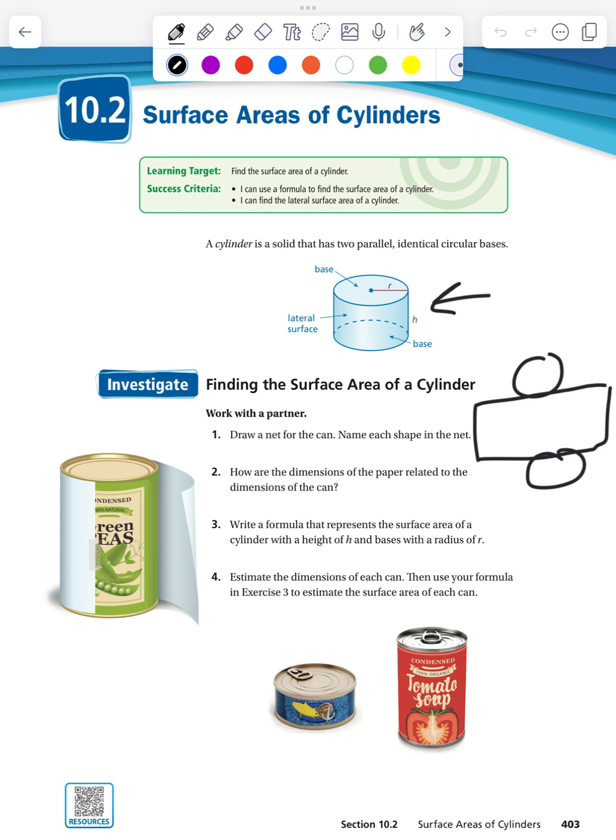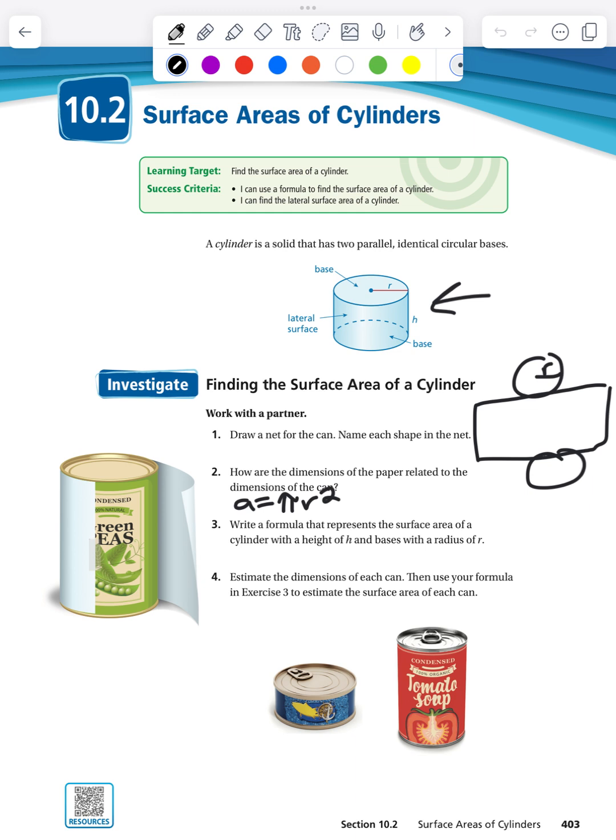Now, how the dimensions relate to each other: we know to find the area of a circle, we use the radius squared times pi. So the area of a circle is pi r squared. There are two circles, so we have to find that of both.